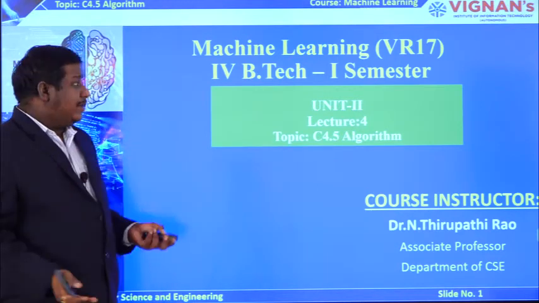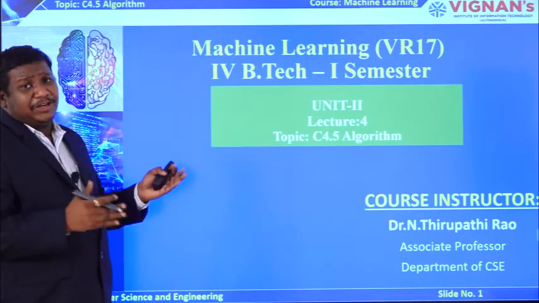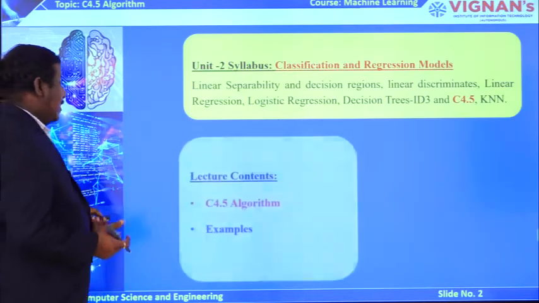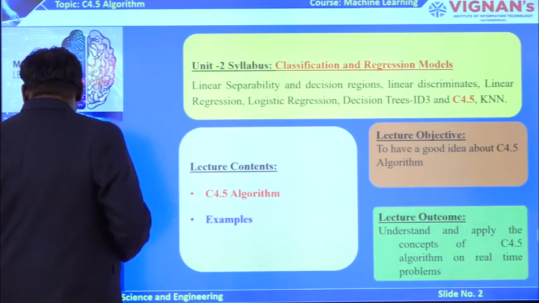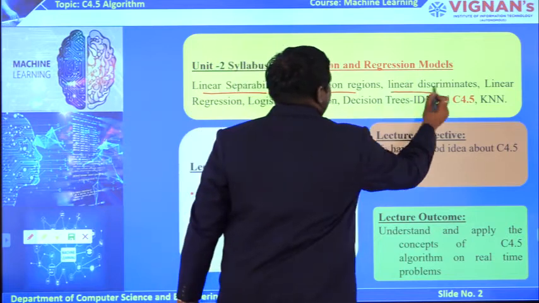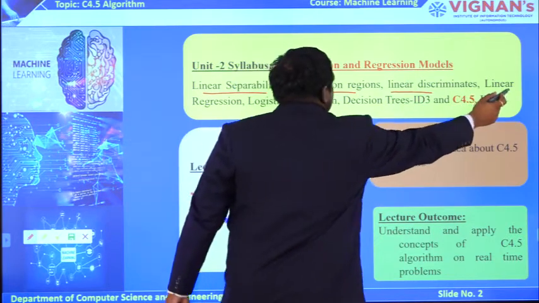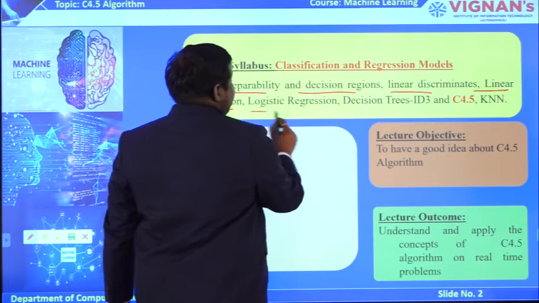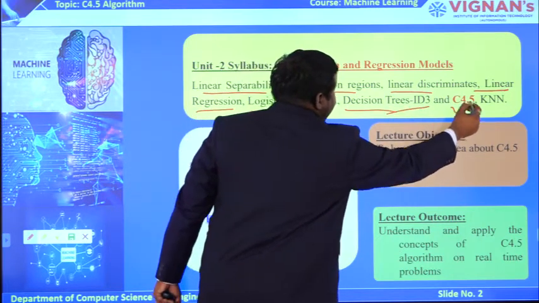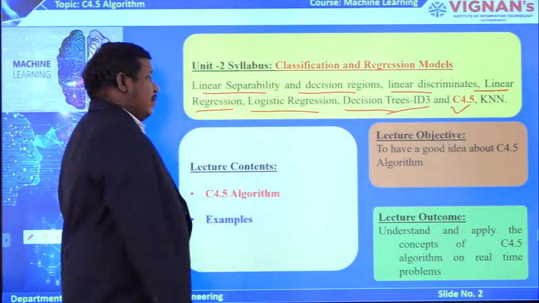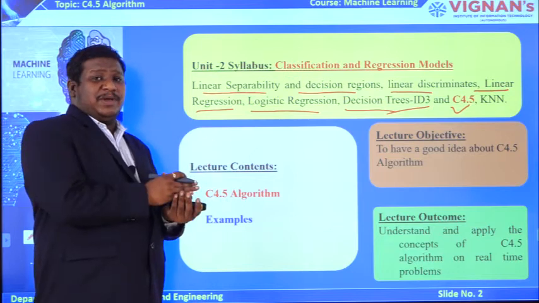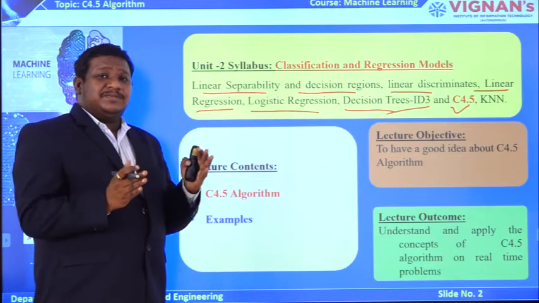Let us go into the syllabus of the second unit, then we will go into detail about the C4.5 algorithm. So far we have covered linear separability, decision regions, linear discriminants, and types of regression, that is linear regression and logistic regression. We have covered decision trees and ID3, and today we are going to see the important C4.5 algorithm.